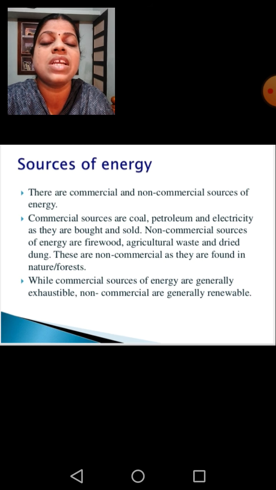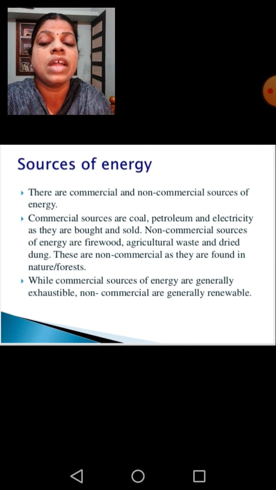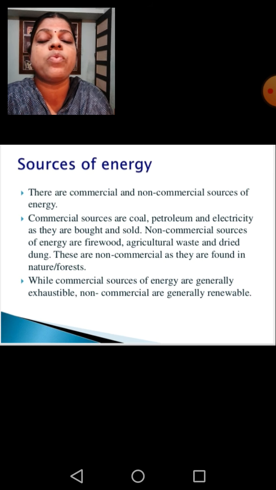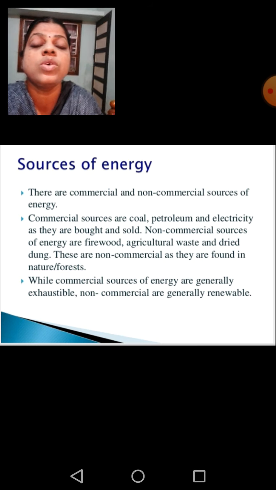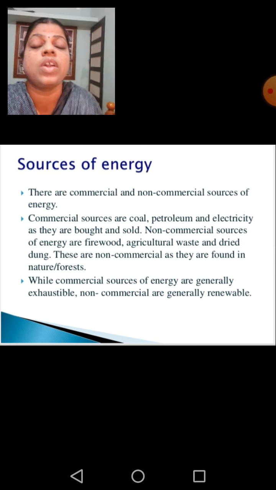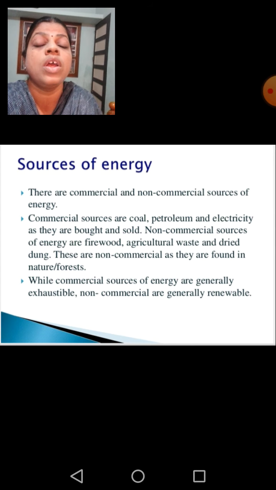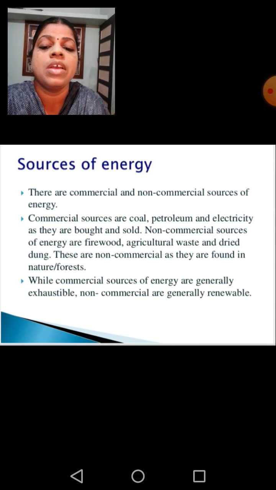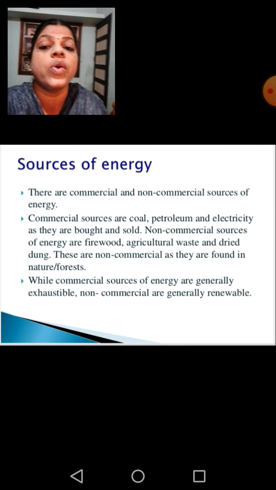While commercial sources of energy are generally exhaustible. That means it is what? Yes, extinguished forever. We cannot renew that one. If we use it, it is over. We cannot renew that for any other purposes. Whereas the non-commercial sources are generally renewable.